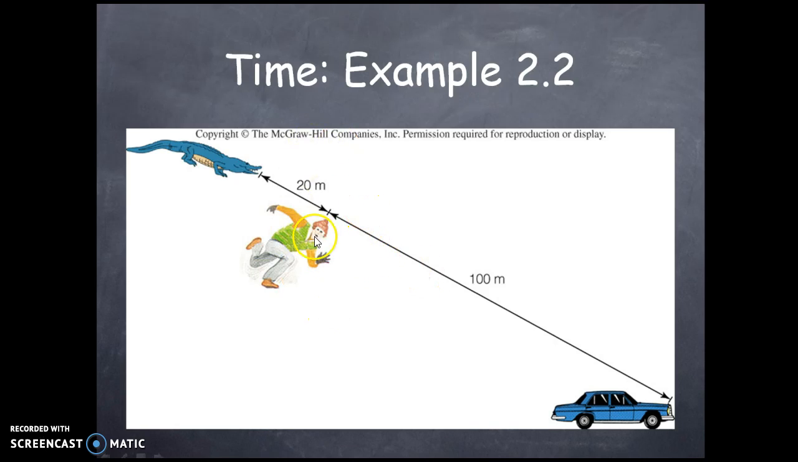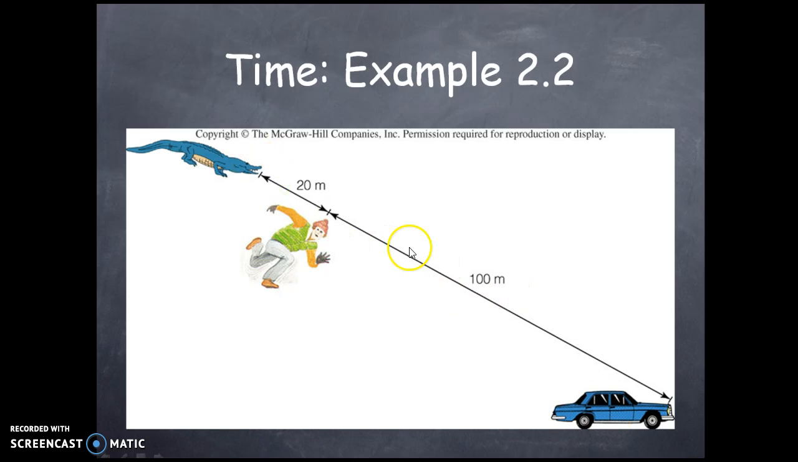So let's see from here, how much is the distance the person has to cover to go to the car? 100 meters. Now let's find, and this person is going at a speed of 5 meters per second. Now look at the distance for the alligator to the car.